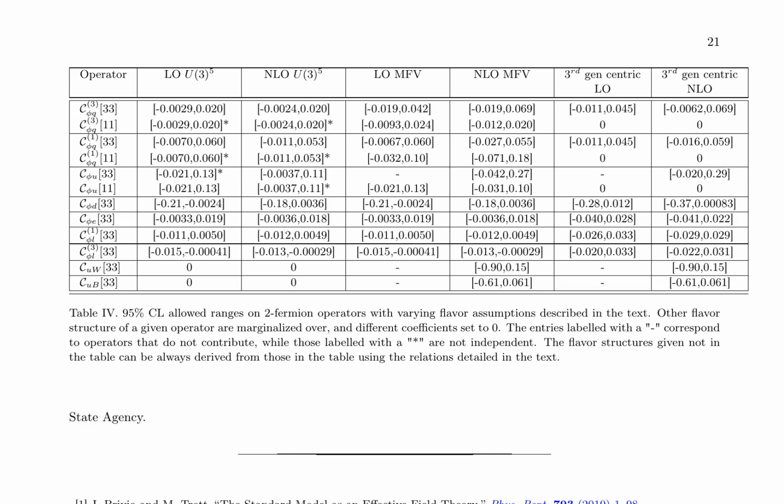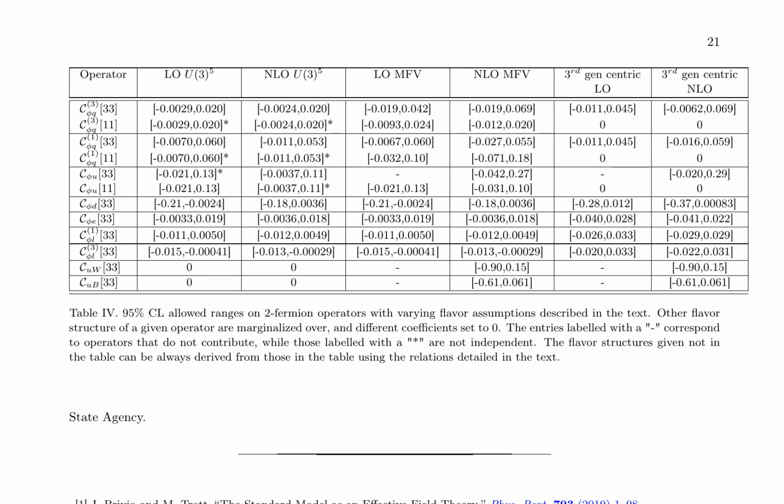This study delves into the constraints imposed by Higgs, diboson, and electroweak data on flavorless and flavorful 2 fermion operators within the Standard Model Effective Field Theory, SMEFT. The analysis is performed at next to leading order, NLO, in the strong coupling constant, providing a more precise picture of the allowed ranges for the Wilson coefficients of these operators compared to leading order, LO, analyses. The results are presented in tables IV and V, categorizing the operators into 2 classes.